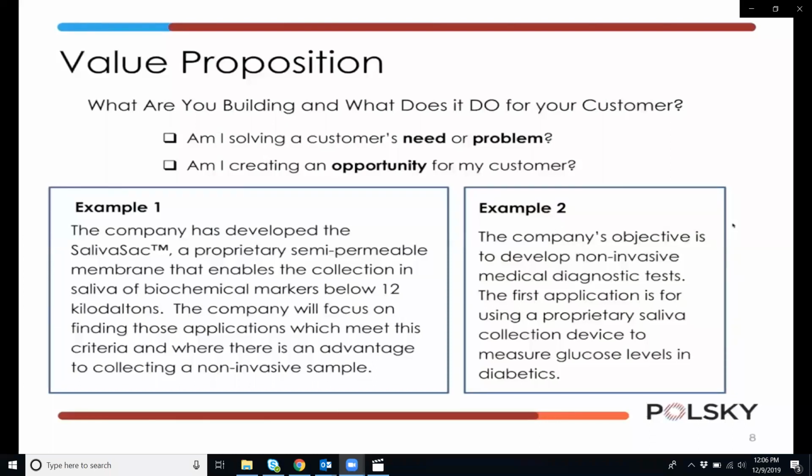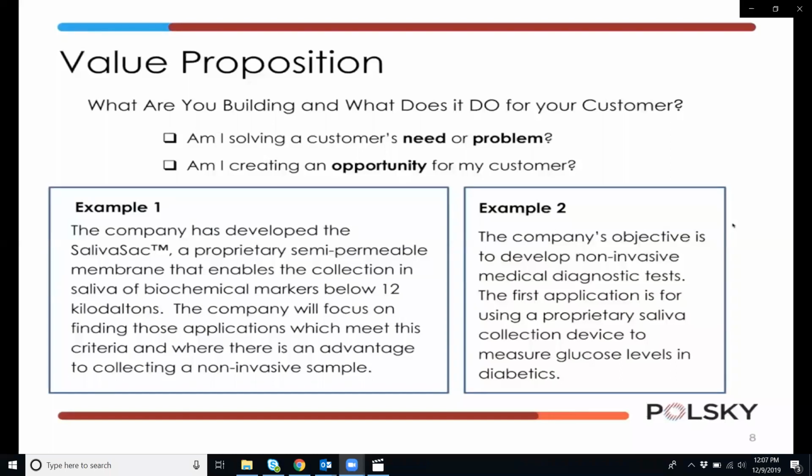So if you look at our example here, the company has developed the saliva sac, a proprietary semi-permeable membrane that enables the collection in saliva of biochemical markers below 12 kilodaltons. The company will focus on finding those applications which meet this criteria and where there is an advantage to collecting a non-invasive sample. First of all, that's very technical. Like the semi-permeable membrane, biomarkers in kilodaltons, chances are pretty good that not every one of the readers is going to understand that. The second part of this is that it's not describing an actual solution.